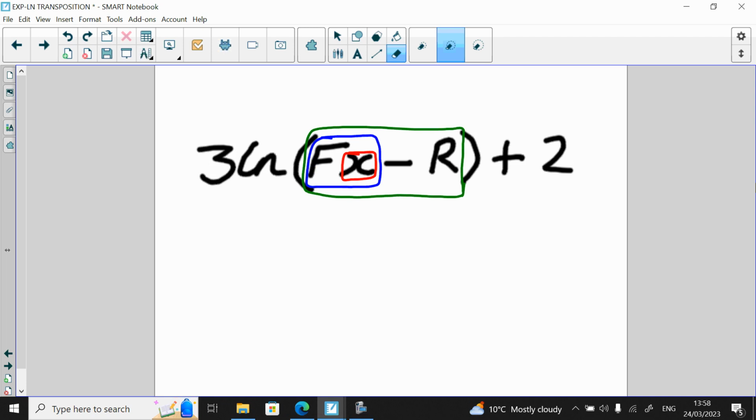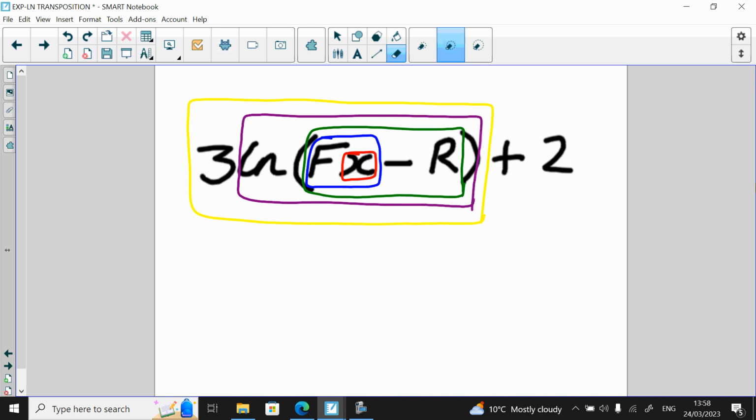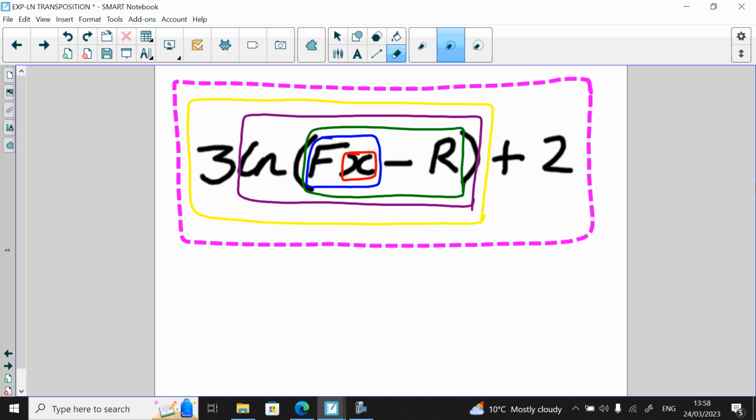Let's move outside the bracket. Can't get into the bracket. It's being locked up by ln. Need to get rid of that next. Also, not next. Next one last. And that whole thing is being multiplied by 3. Get rid of that. And actually, the first thing to go is the outer shell that we peel away, which is the plus 2. Right, that is the order of operations, if you want to call it that.